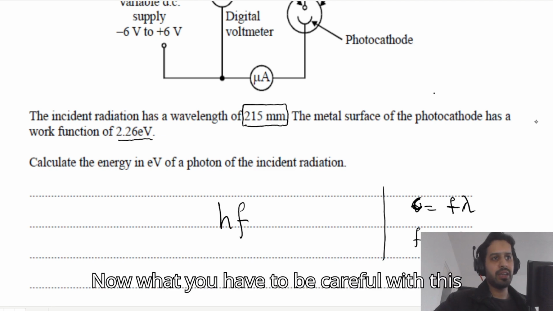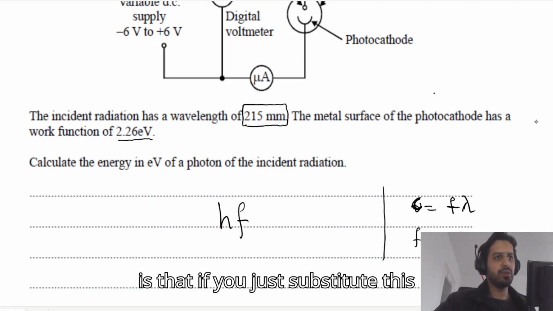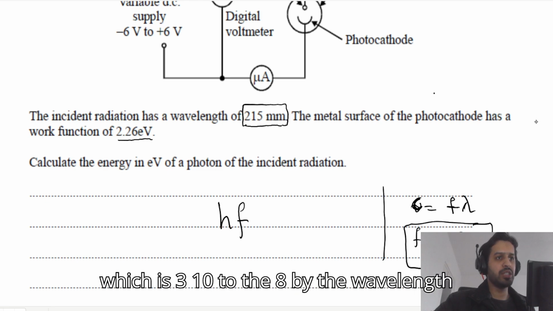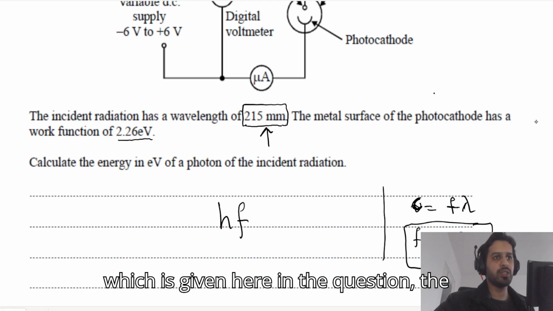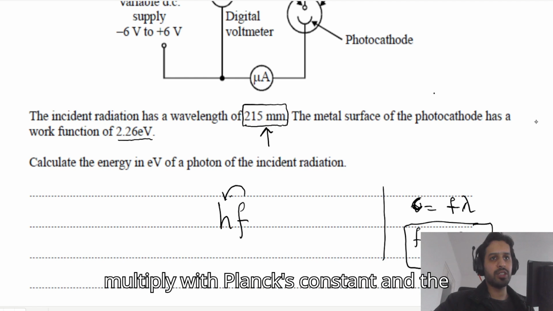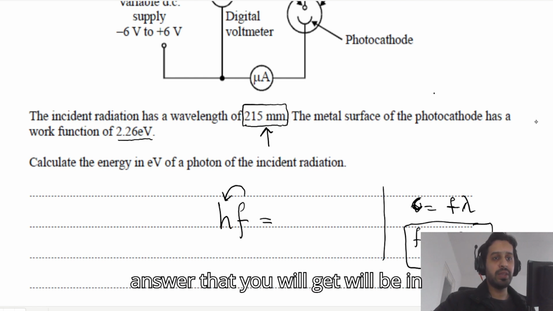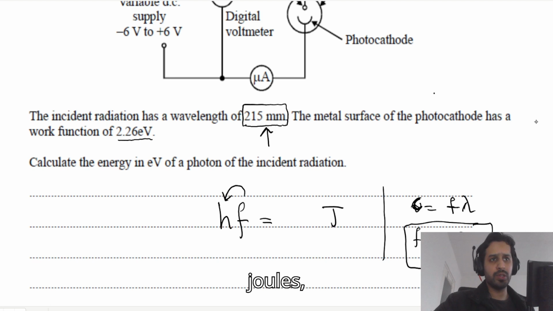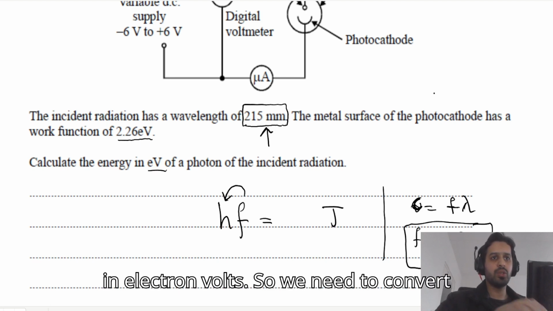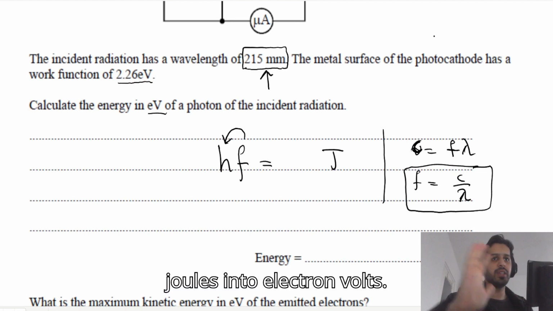Now you have to be careful: if you substitute this frequency by dividing the speed of light, which is 3 times 10 to the 8, by the wavelength given in the question, the frequency that you get you have to multiply with Planck's constant, and the answer that you will get will be in joules. But the question asked us to find the energy in electron volts. So we need to convert joules into electron volts.